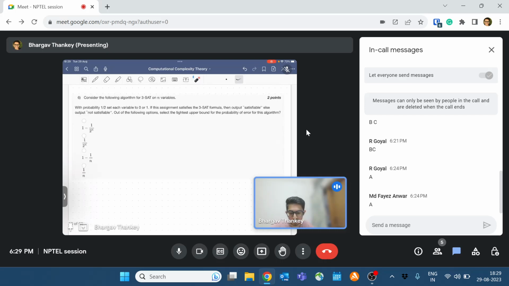Okay. So the next problem is also about a similar algorithm for 3-SAT. Consider the following algorithm for 3-SAT on n variables: with probability half, set each variable to 0 or 1. If this assignment satisfies the 3-SAT formula, then output satisfiable, else output not satisfiable. Then out of the following options, select the tightest upper bound for the probability of error of this algorithm: 1 minus 1 over 2 to the n, 1 over 2 to the n, 1 minus 1 over n, and 1 over n. So which of these is the tightest upper bound on the error probability?